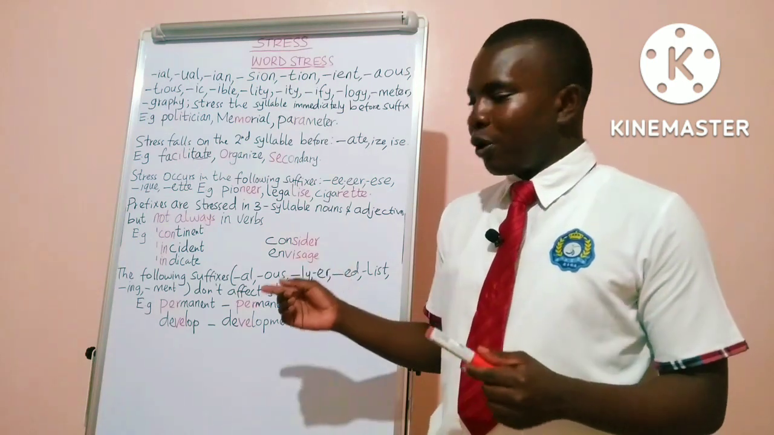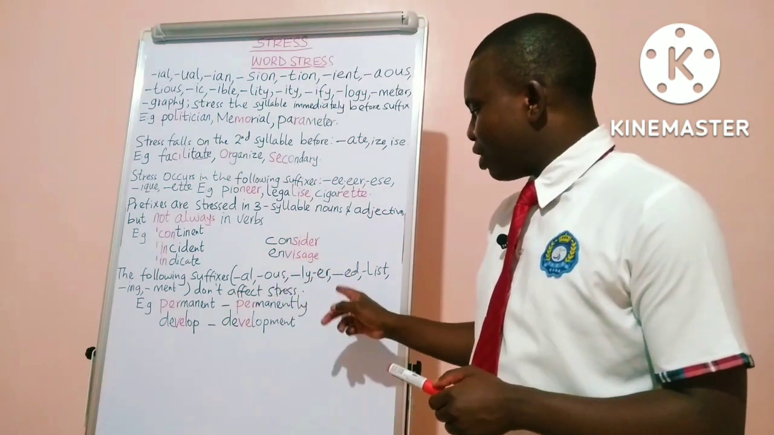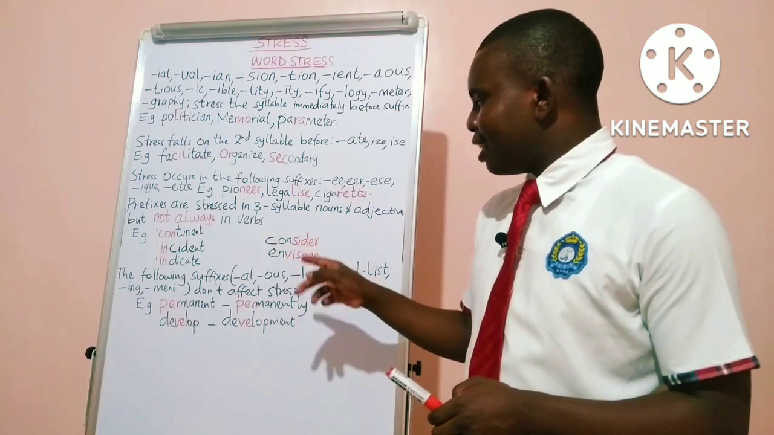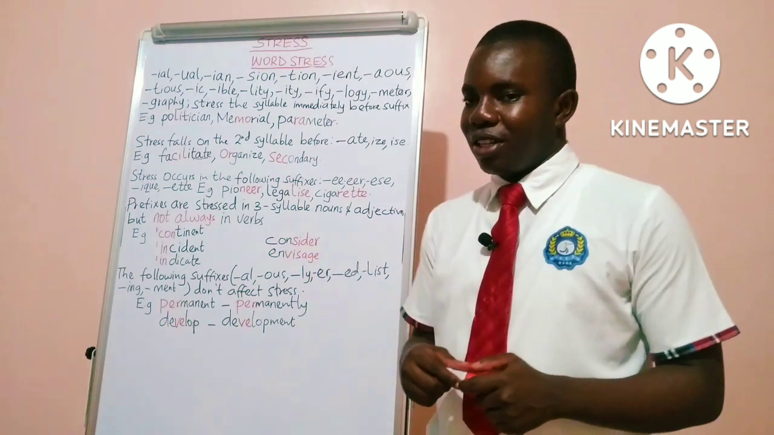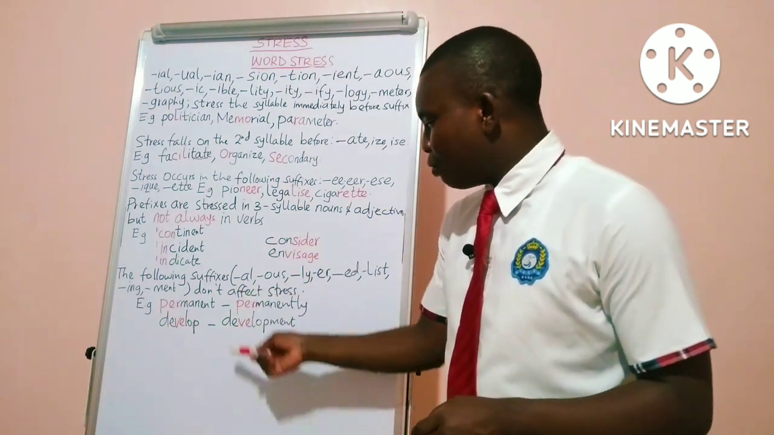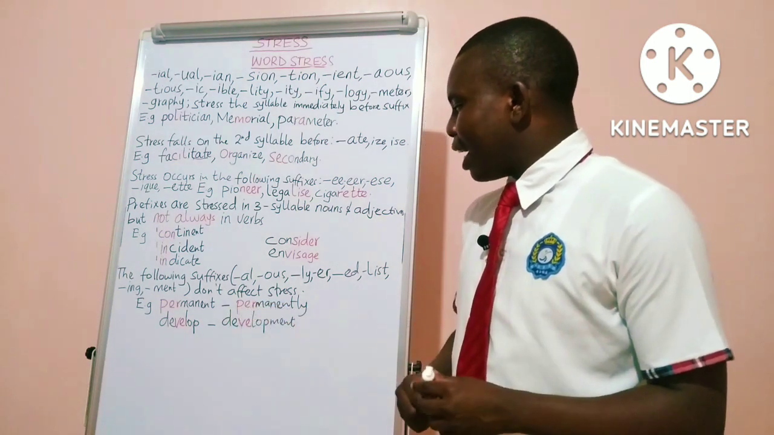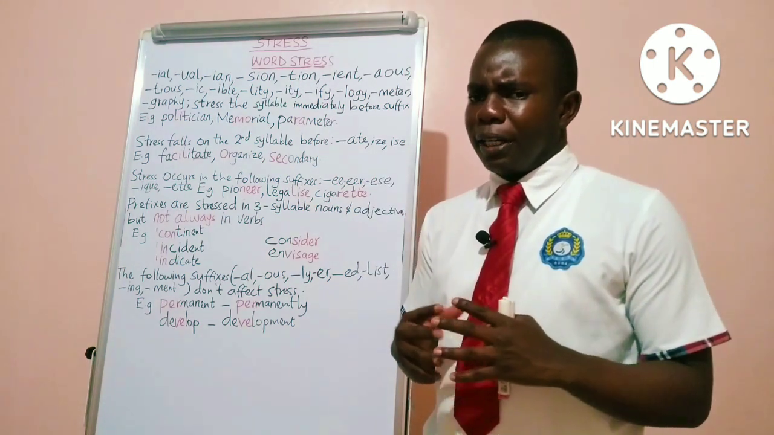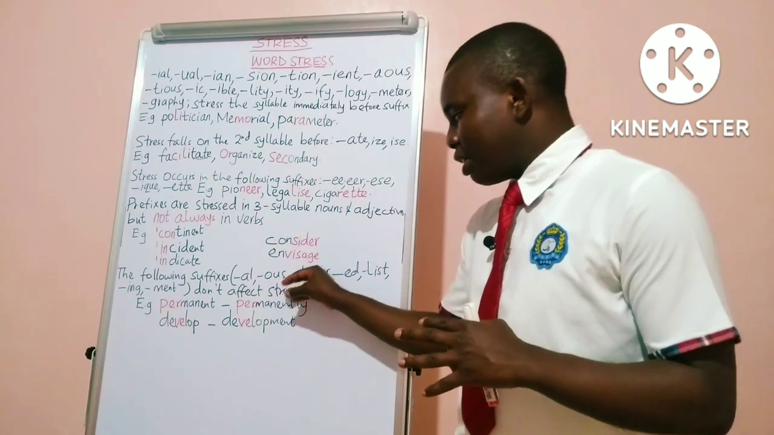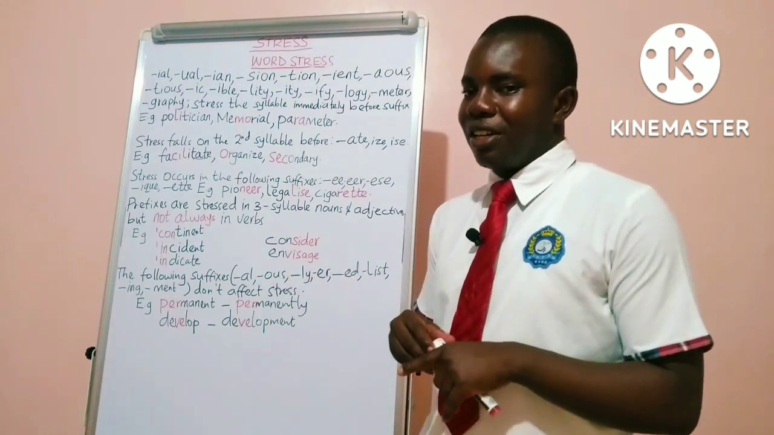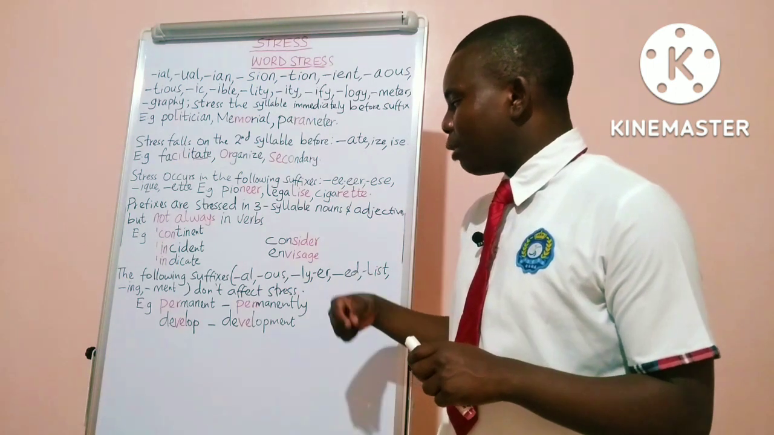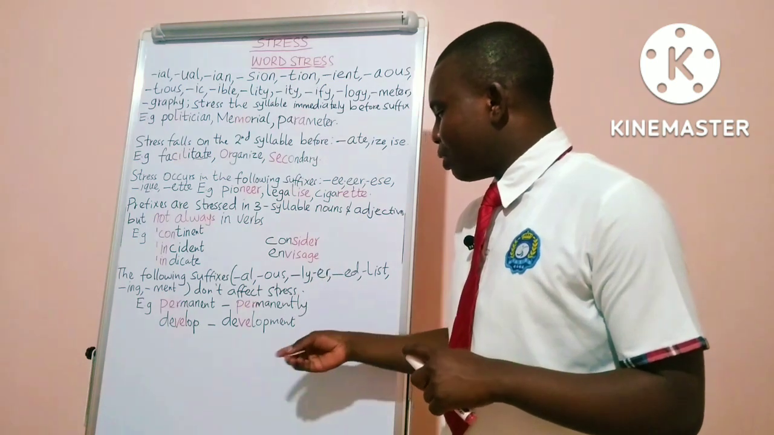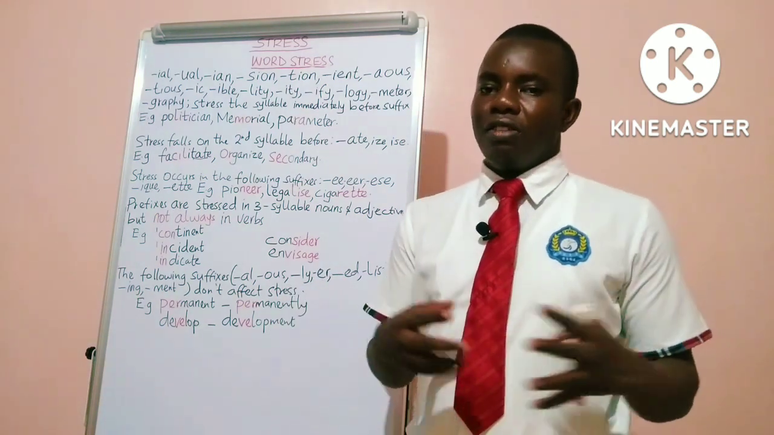Remember that the following suffixes down here, that is ous, ly, er, ed, ist, ing, ment, don't affect stress. An example we have the word permanent. Now when we add the suffix ly, the same place where there was a stress, that is on per, is where it is still maintained. And the same with develop. The stress is on vel, develop. And the same when it is in development.